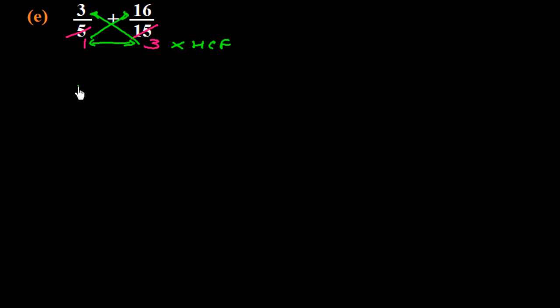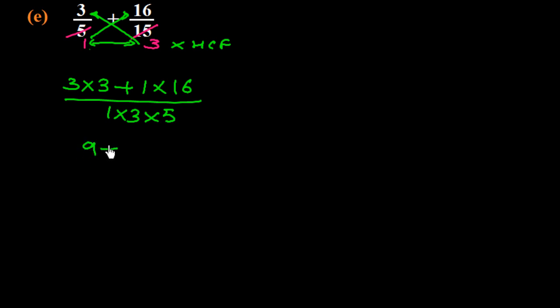So we write in this way. 3 into 3 plus 1 into 16 over 1 into 3 into HCF. HCF is 5 here, so we write down 5. So 3 into 3 is 9, 1 into 16 is 16, and 3 into 5 is 15. So here you see 9 plus 16 which is 25 over 15.